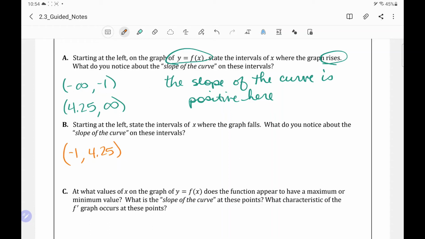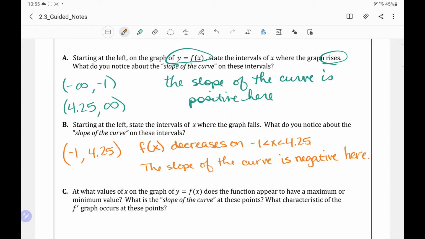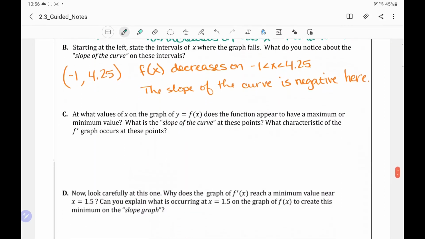And I didn't write out the first one in full complete sentence style. I'll do that this time. Okay, here's our two answers. f of x decreases on -1 < x < 4.25. The slope of the curve is negative here. So from the beginning, on the first question, I could have written out a sentence about increasing. Let me do that real quick. So if you wanted to see how to write out the interval for A, f of x increases on -infinity < x < -1, and x > 4.25. So these are our two increasing and decreasing sections.